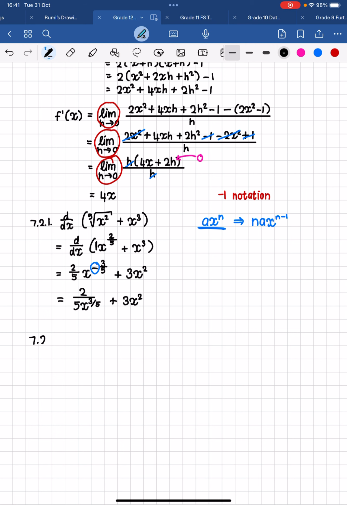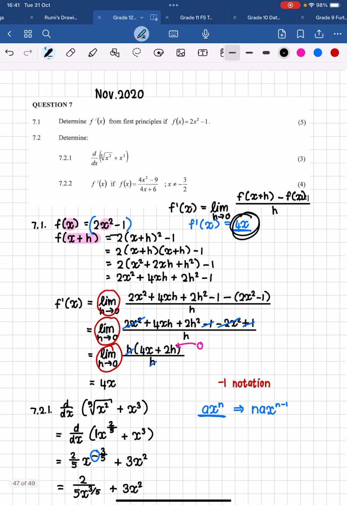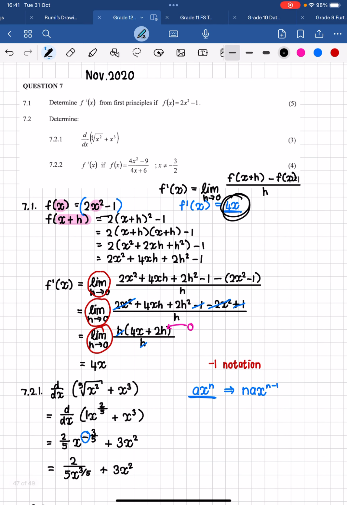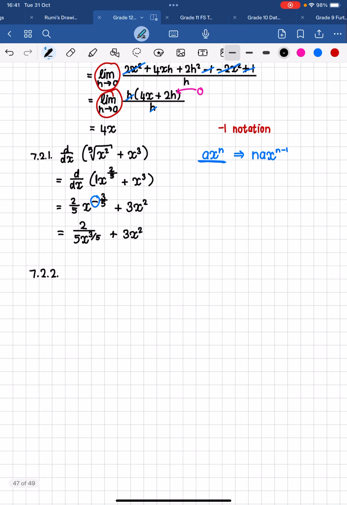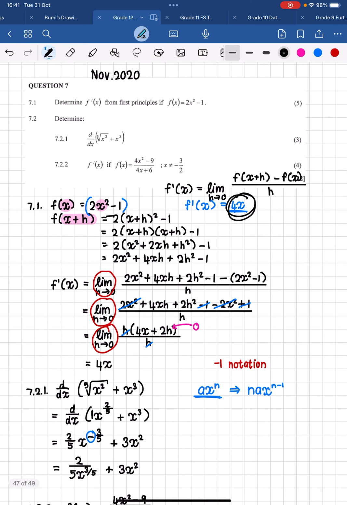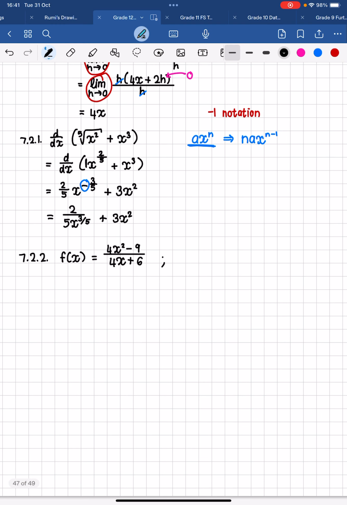All right, 7.2.2. This one is actually also interesting. So they're asking for f dash x again. If f of x is this, 4x squared minus 9 over 4x plus 6. So I'm just going to write that down. f of x is equal to 4x squared minus 9 over 4x plus 6. And then they are also saying that x is not equal to negative 3 over 2.